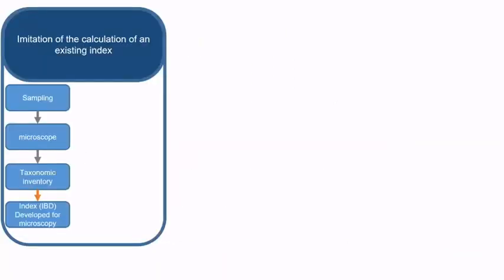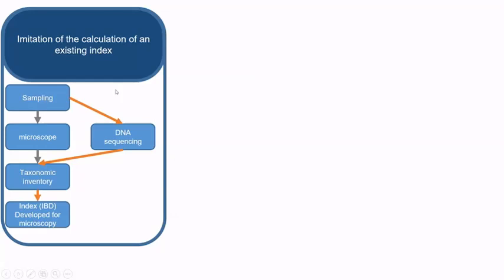So the first strategy is what I call the imitation game, where there is an imitation of a calculation of an existing index, which has been developed for microscopy. So you can recognize here the classical workflow. We sample, we look under the microscope, we establish a taxonomic inventory, and then we calculate. So in France, it's not the IPS, but the IBD. So this is the classical way.